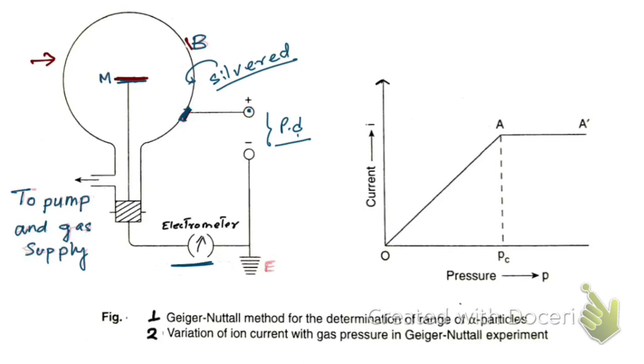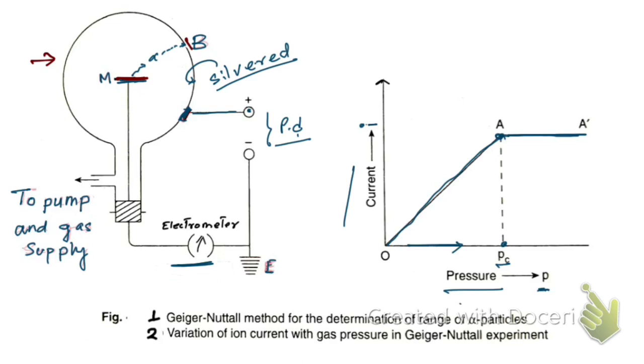Now alpha particles emitted from this source pass through the gas inside the bulb and reach the surface of the bulb. That's why this current continues. If we draw a graph of pressure and current, we get a straight line up to a certain pressure. If you increase the pressure, after a certain point this current will not increase. The current we get at this point is the saturation current. So that is all about the experiment.